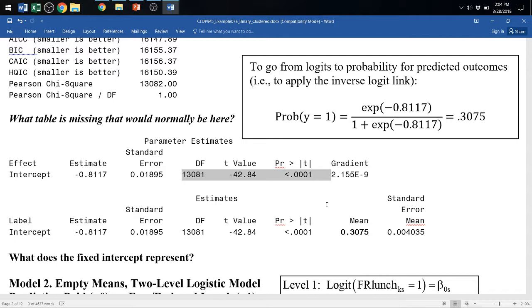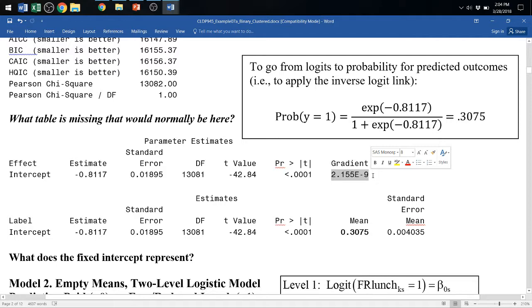Gradient then, 2.155 e to the -9. That's scientific notation. What does e to the -9 mean?